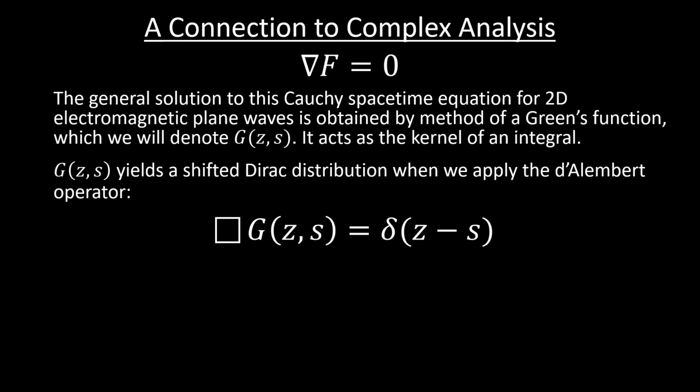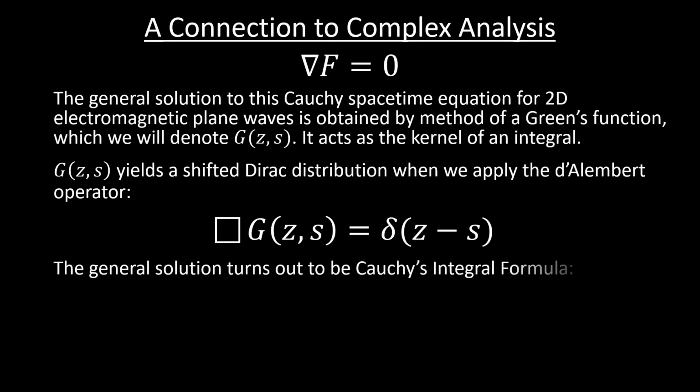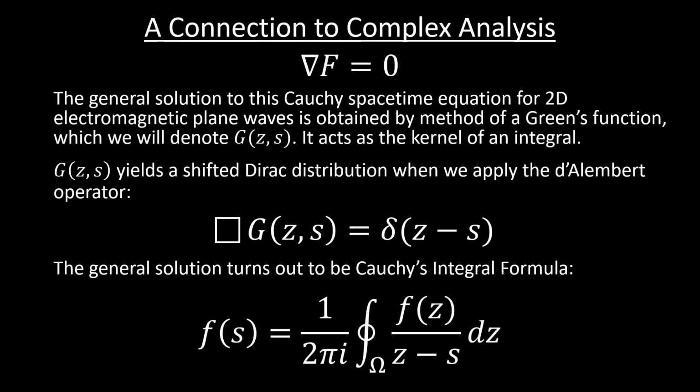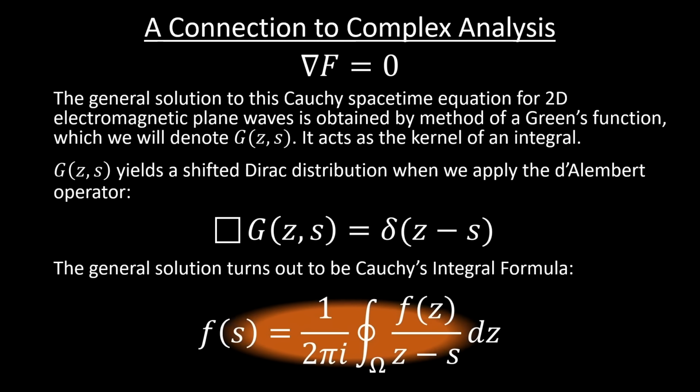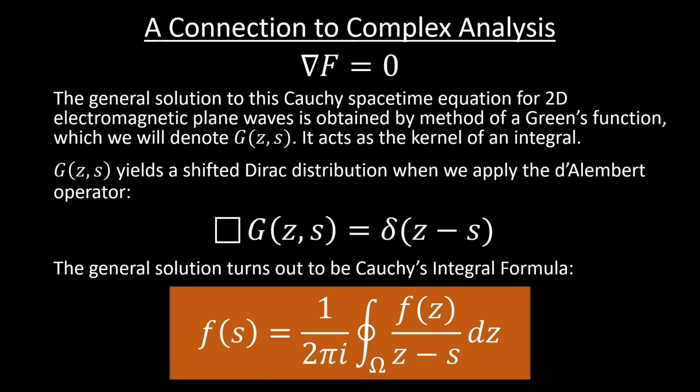So the D'Alembert operator applied to G of z and s is equal to the Dirac delta distribution of z minus s. The general solution turns out to be Cauchy's integral formula of complex analysis itself. So f of s is equal to 1 over 2 pi i times this contour integral of f of z over z minus s, with respect to z.